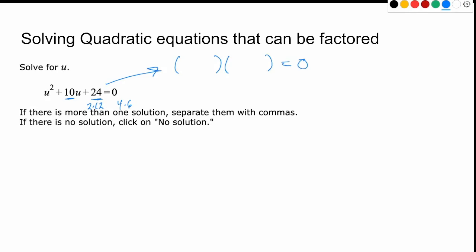And u squared we get, remember the first part is going to be u times u. The last two numbers have to multiply to give us 24, so they're either going to be 2 and 12 or 4 and 6, but we know that 4 and 6 have to be it because the middle, they have to add together to give 10, and 2 and 12 add together to give you 14. So we'll do a 4, we'll do a 6. And so now that is factored.